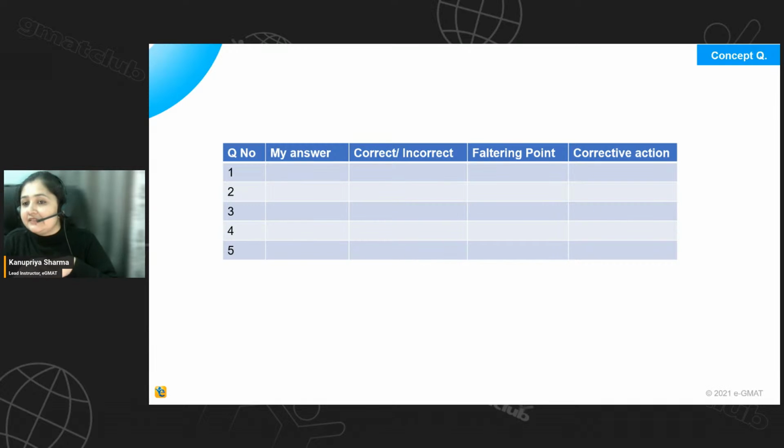Later, we will see whether these are correct or incorrect, where you faltered, and what the corrective action should be. My goal here is to make you understand how you should be analyzing questions. At eGMAT, the platform itself gives this feedback to the students. However, if you are not an eGMAT student yet, then you should be able to do this analysis on your own, right? So, are you all ready for these questions?